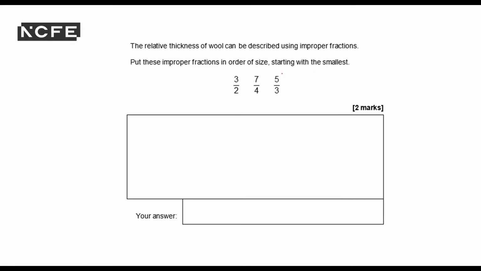So that is important to note. And basically, I've got to put these in order: 3 halves, 7 quarters, 5 thirds. 2 marks available. Now, what I could do is give them all the same denominator to make this easier for me to calculate.